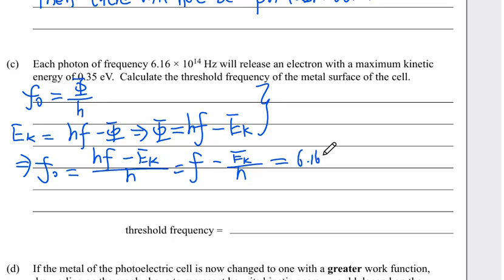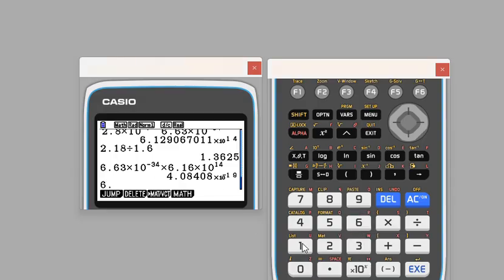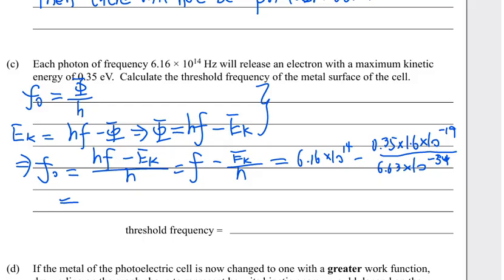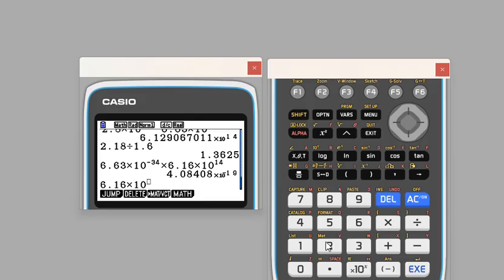It's going to be 6.16 times 10 to the power 14 minus 0.35 electronvolts. We can convert it into joules, times 1.6 times 10 to the power of negative 19, over h, Planck's constant. By now, I think we can remember all these constants, right? So the final answer is, let's see, 6.16 times 10 to the power of positive 14. Yeah, positive 14, because it is a frequency, it makes perfect sense.